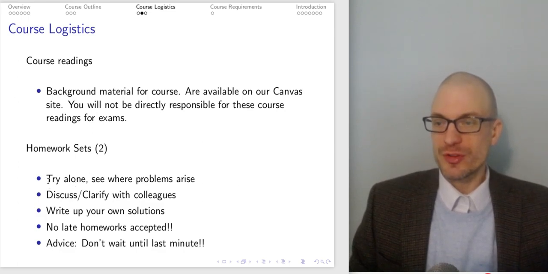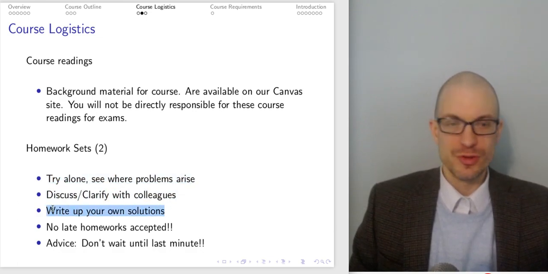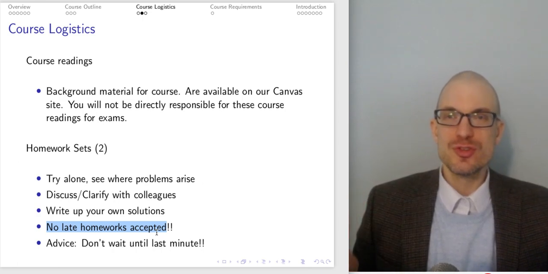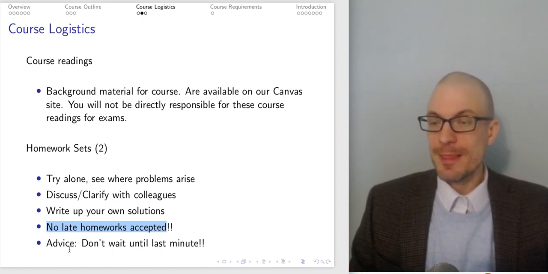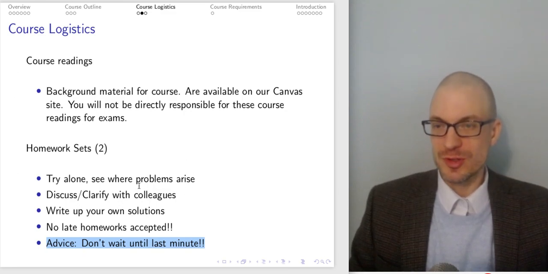In terms of homework sets, there'll be 2. What I want you to do is try them alone, see where your problems arise, then discuss and clarify with colleagues, and ultimately write up your own solutions. These are an individual effort, individual grade. No late homeworks, please, because I'll release the solution minutes after it's due. My advice: don't wait for the last minute. You want to do this right away, especially with the exams coming up.